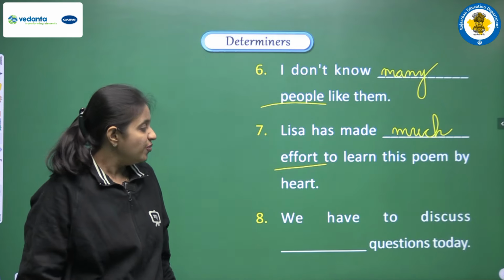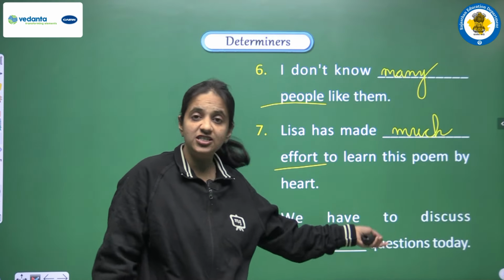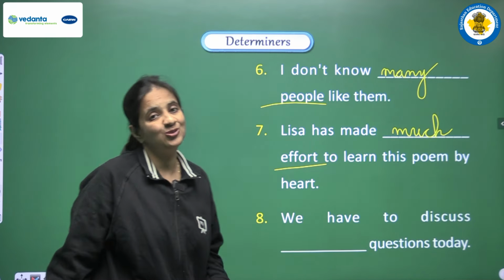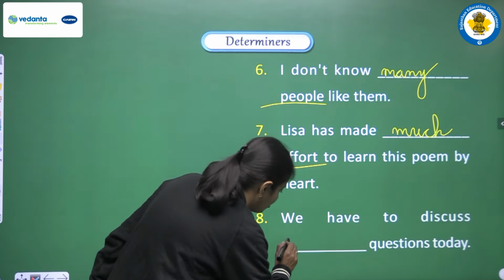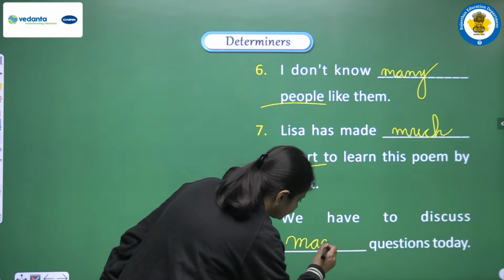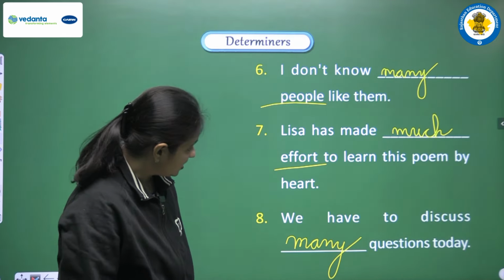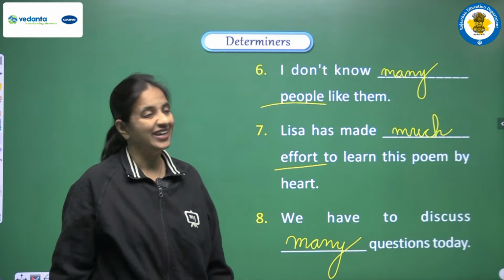Next sentence, we have to discuss questions today. So we are having questions. Questions is a countable noun. So to show countable noun, we have to use many. And the complete sentence will be, we have to discuss many questions today.